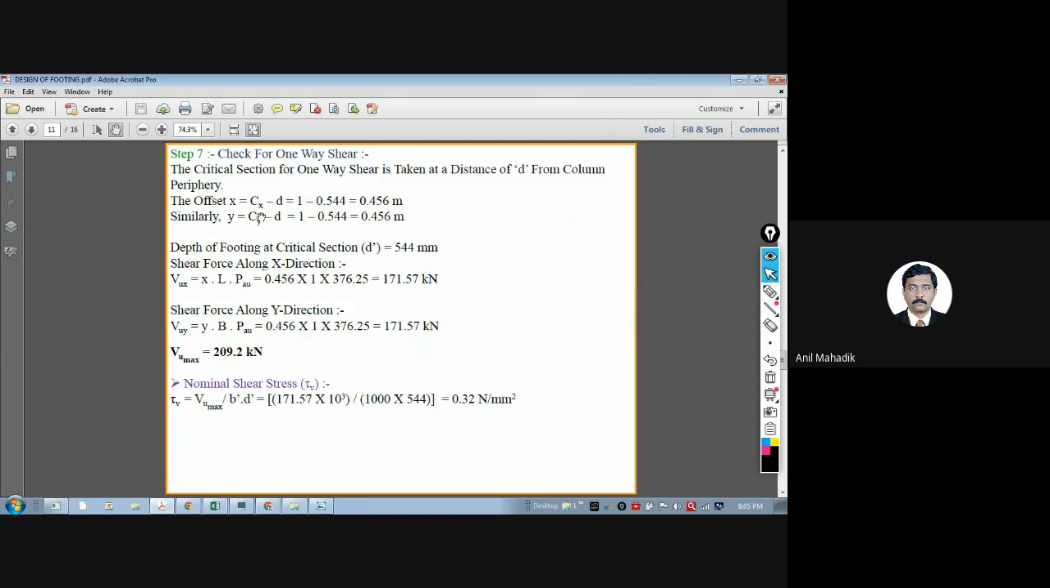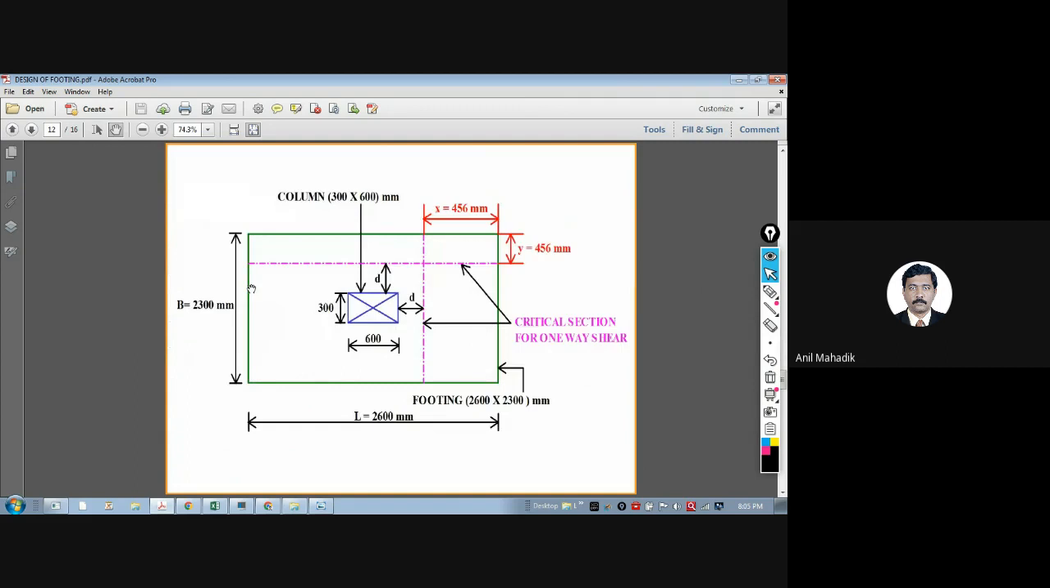So you can see here, the offset is calculated as X, that is Cx minus d, so it comes to 0.456. Then shear force along X direction is nothing but this X into L. X into L means the same area that I told you. So this X into this total L.